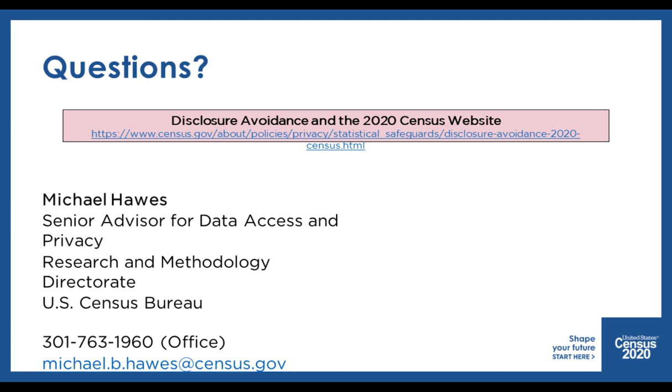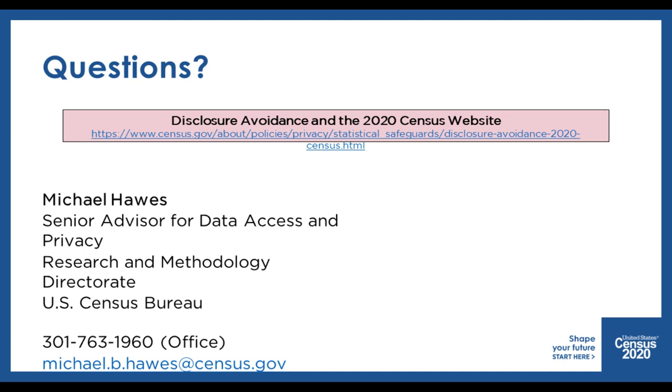So in conclusion, the modernization of our disclosure avoidance methods for the 2020 decennial census has not been an easy undertaking, but the growing vulnerabilities of traditional disclosure avoidance methods mean that we needed to adopt a 21st century solution to counter these 21st century threats.